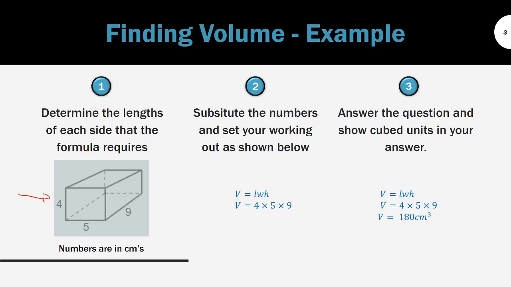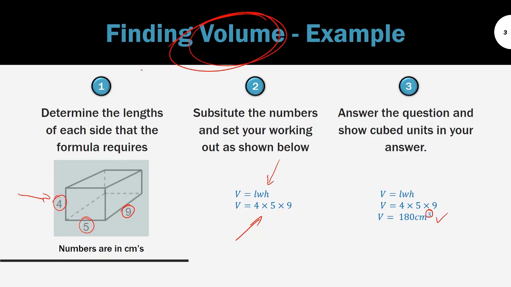So here we're determining the lengths of each side that the formula requires. Our formula is length times width times height, okay? So our length would be 9, our width would be 5, our height would be 4. I've put that into my formula, and then I've done 4 times 5, and 4 times 5 is 20, and then 20 times 9, which gives me 180 centimeters cubed.